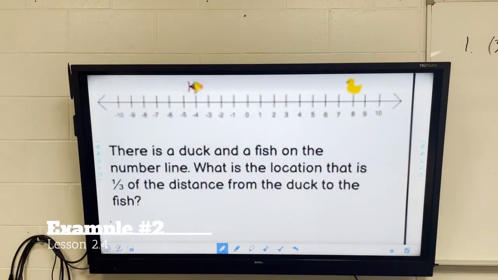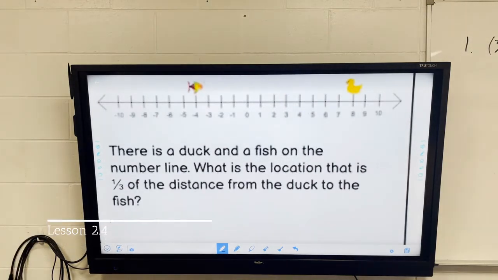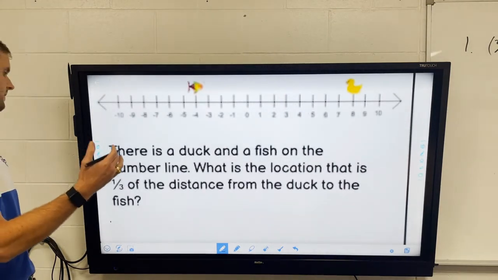All right, on example number 2, it says there is a duck and a fish on a number line. What is the location that is 1/3 the distance from the duck to the fish?